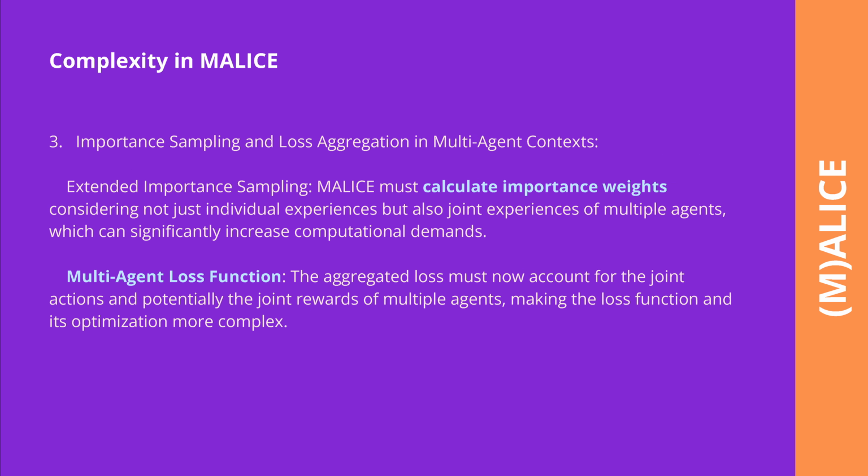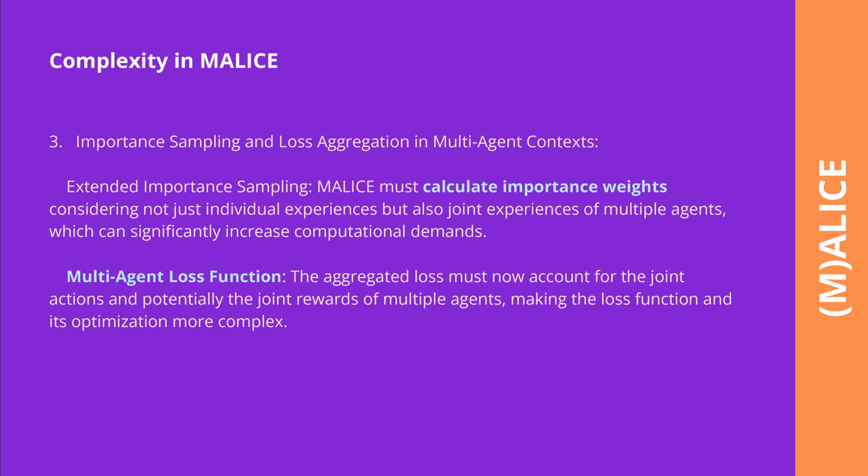And importance sampling, loss aggregation. We talked about this. MALICE must calculate here the importance weights, considering not just the individual experiences, but also the joint experiences of multiple agents acting now in this defined environment, which again can significantly increase the computational demands.